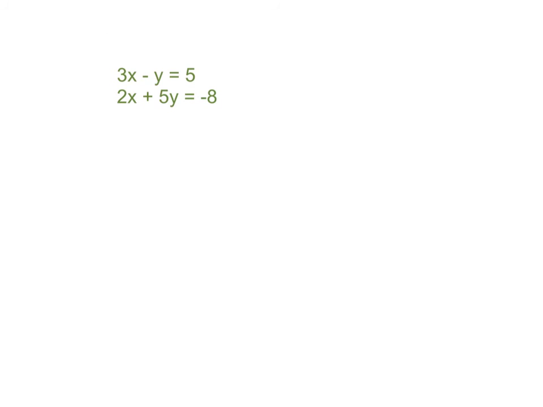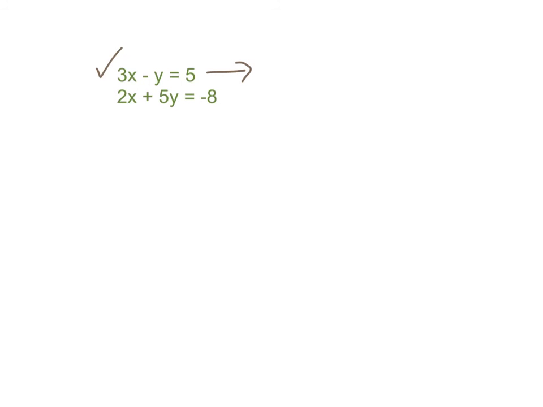I wanted to go over one more example from the solving systems by substitution notes, and this was the example on your notes: 3x minus y equals 5 and 2x plus 5y equals negative 8. So I want to solve either of these for either x or y, and I think this equation here is the easiest to do because y is pretty much by itself, has a negative in front.